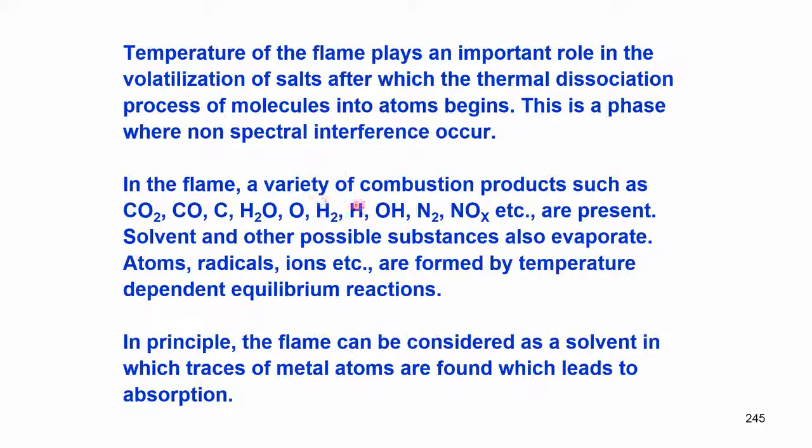Apart from that, we have a variety of combustion products such as CO2. Carbon dioxide will form because the flame is open to the atmosphere, and acetylene is there. So, carbon will be there because acetylene can burn into carbon dioxide. It can also burn to give you carbon monoxide if the concentration of oxygen is less, and then it can get reduced to carbon. Water molecules will be there, oxygen molecules will be there, hydrogen, and then hydrogen ions, atoms, OH molecules or OH radicals, N2, NOx, etc.